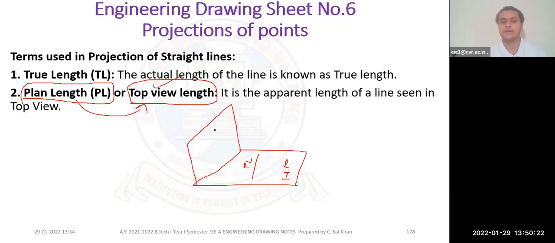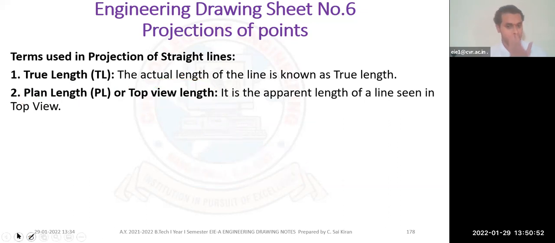Okay. So here don't write top view length. You will write it as PL. PL is nothing but the plan length or top view projection of the line. And whenever you write EL, EL is nothing but the elevation length. It means that you are representing the front view length. Whenever you are representing front view length, you have to write it as EL. And whenever you are representing the top view length, you have to write it as plan length. Okay. So, apparent length seen in the top view.